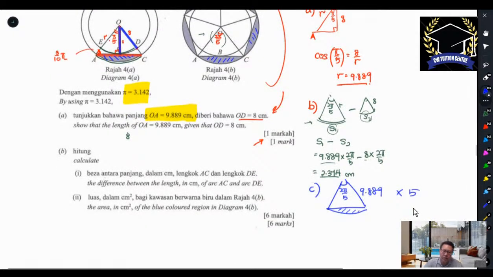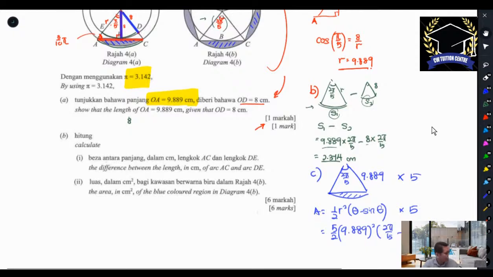Then let's do it. Half r squared, theta minus sine theta, times 5. So it will be 5 over 2, radius is 9.889 squared, the angle is 2 pi over 5 minus sine 2 pi over 5. And the next thing will be the calculator.